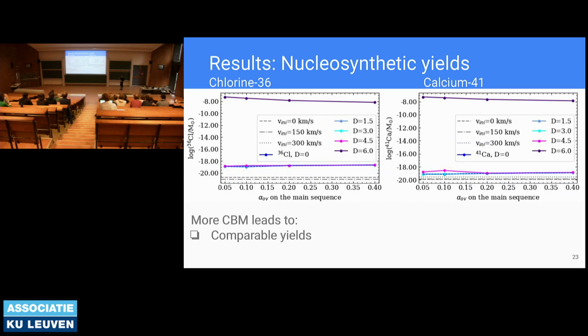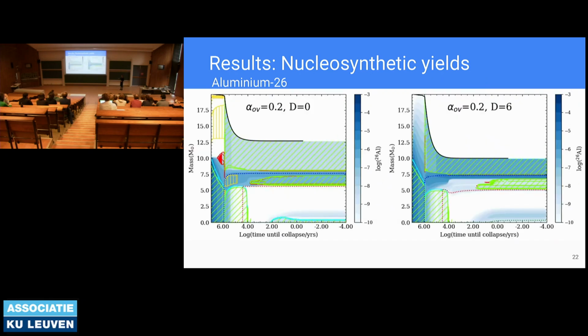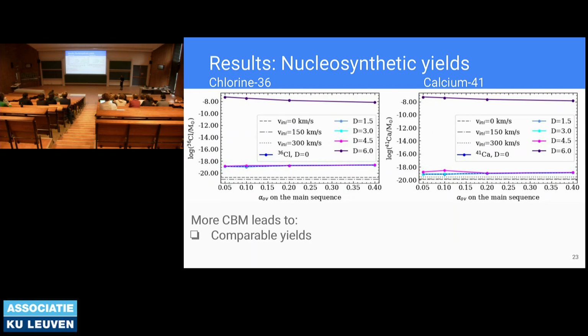These are produced in helium burning. So while aluminium is produced in hydrogen burning over here, these are produced in helium burning, which is this blob. And then what we see is that basically for most of the models, we get as good as negligible yields. This is 10 to the minus 19, which is very little.